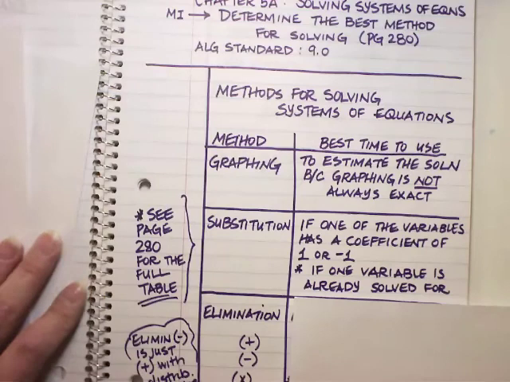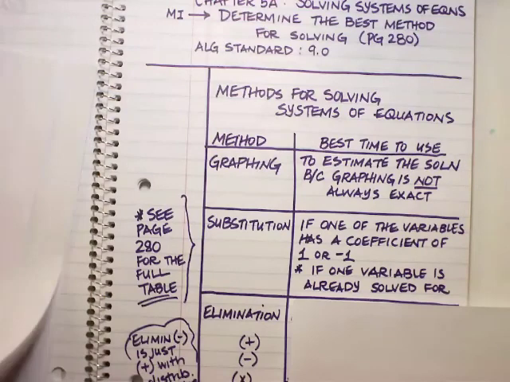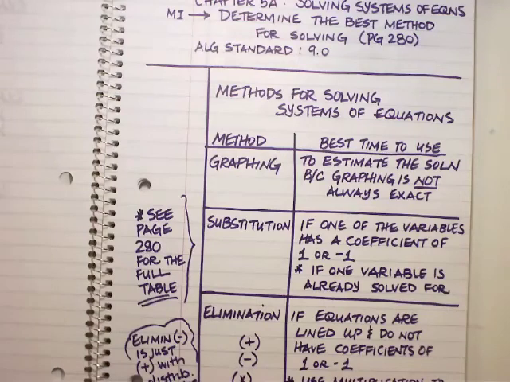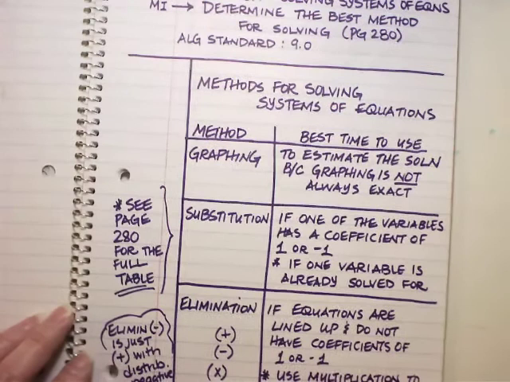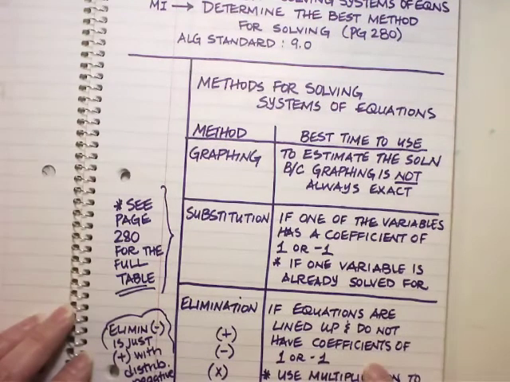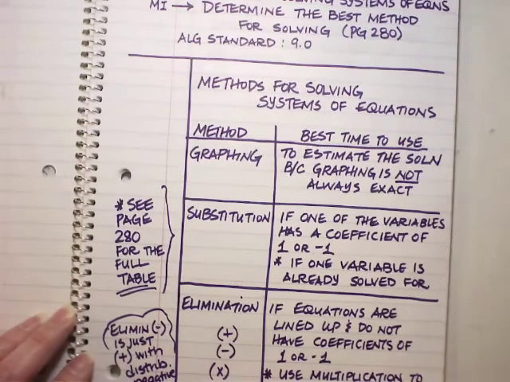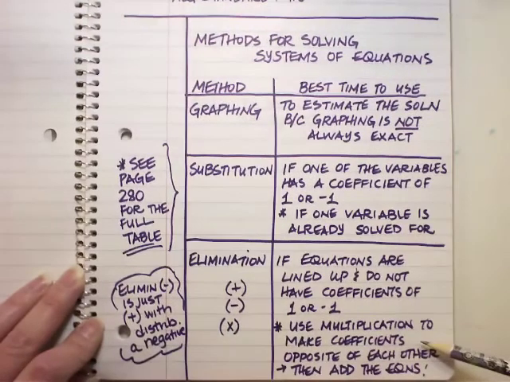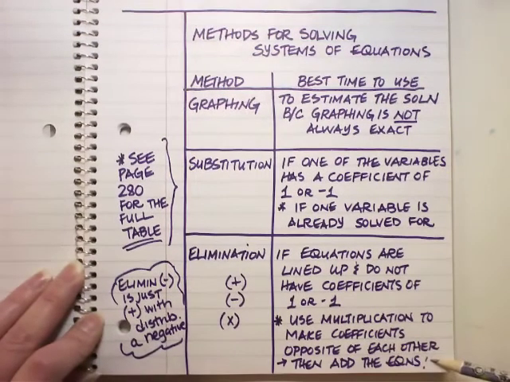And finally, the last method would be elimination. Now, elimination we want to use when all your equations are lined up and they do not have coefficients of 1 or -1. So keep that in mind. You want to use multiplication if the coefficients are different and you want to make them opposites of each other, then you want to use multiplication to do that, and then of course add the equations together.